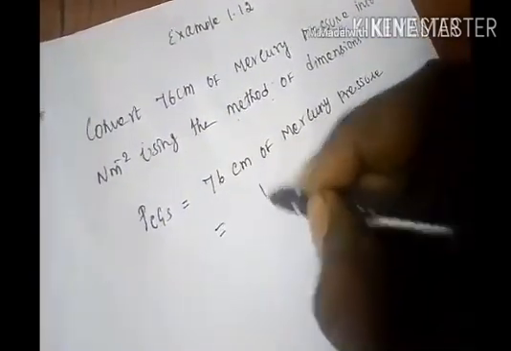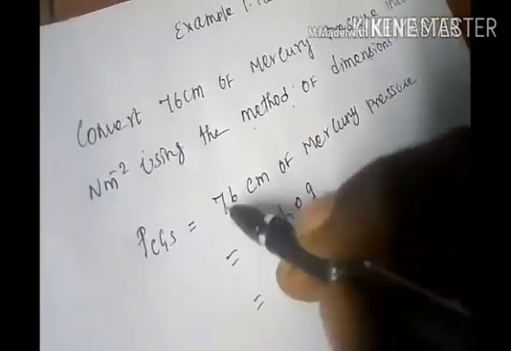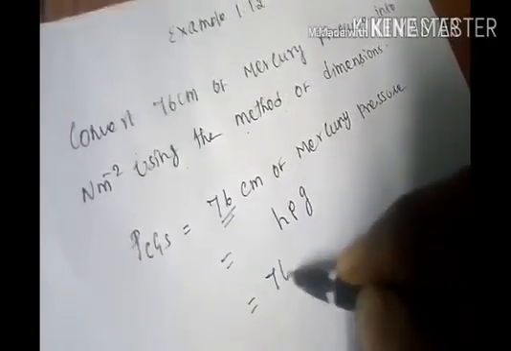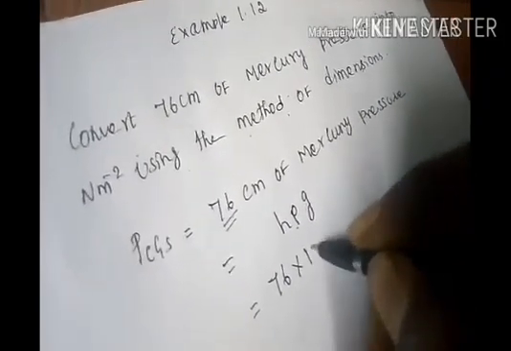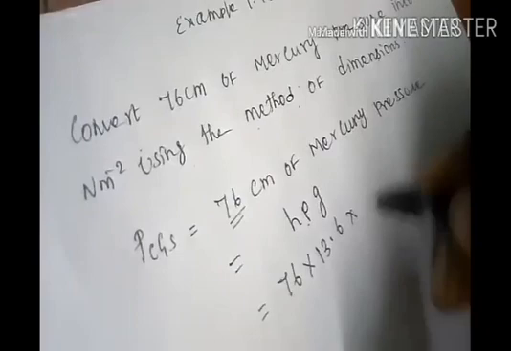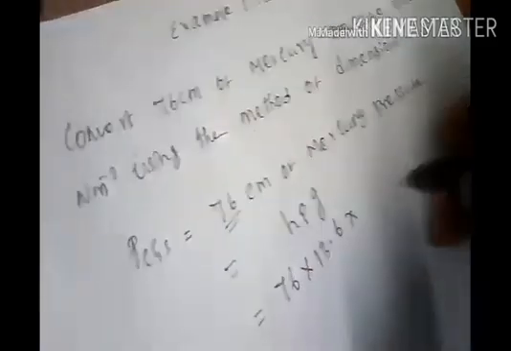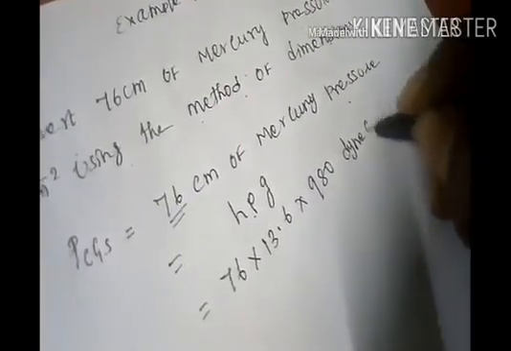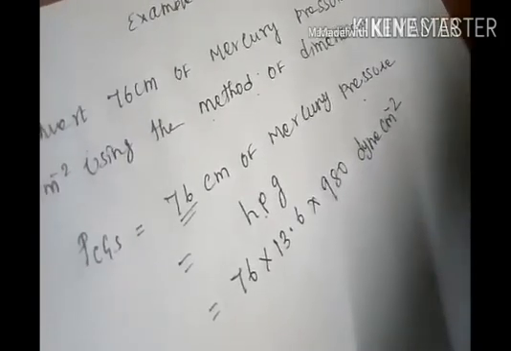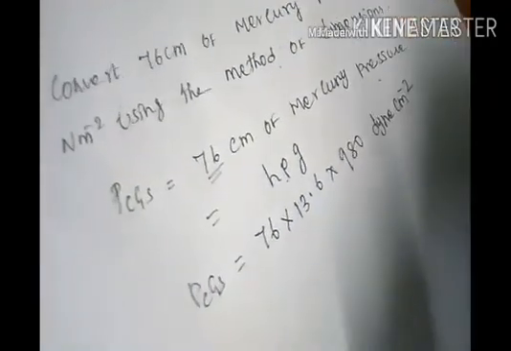So the pressure formula is H rho g. H is the mercury height, so here height is 76. Rho is nothing but mercury density, so the mercury density value is 13.6. Then g is nothing but acceleration due to gravity, so the value in CGS system is 980. So the unit of pressure in CGS is dyne centimeter minus 2. This is the pressure in CGS system of mercury.